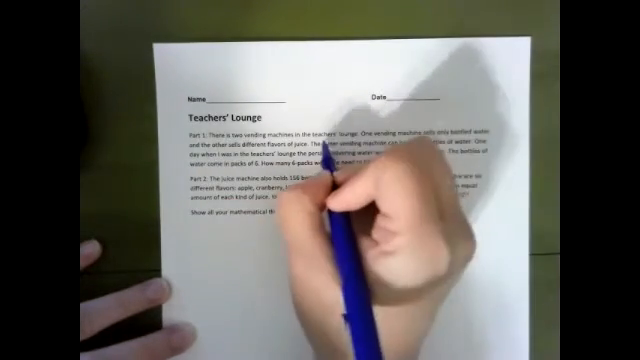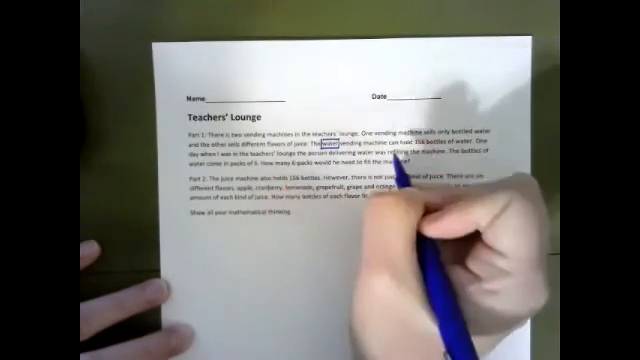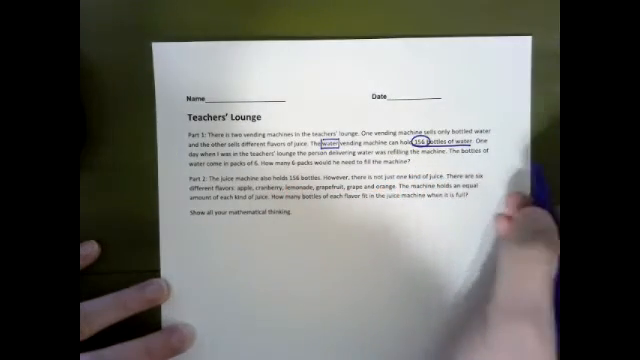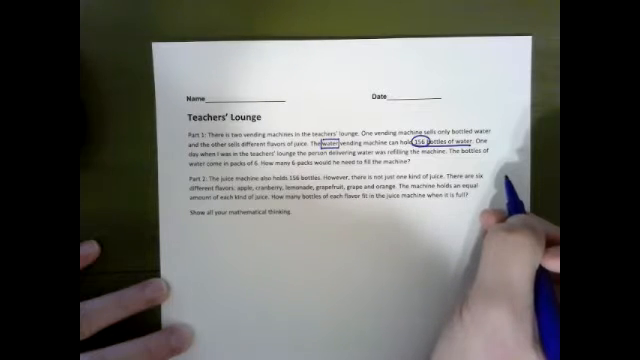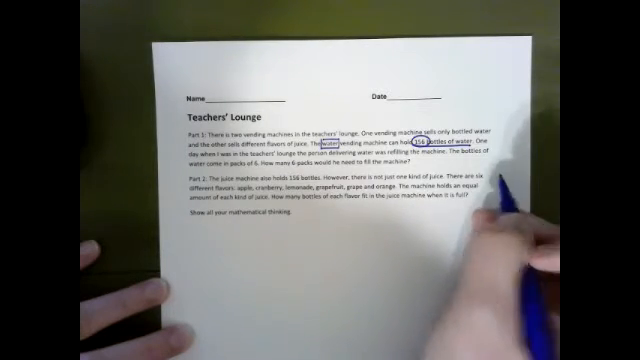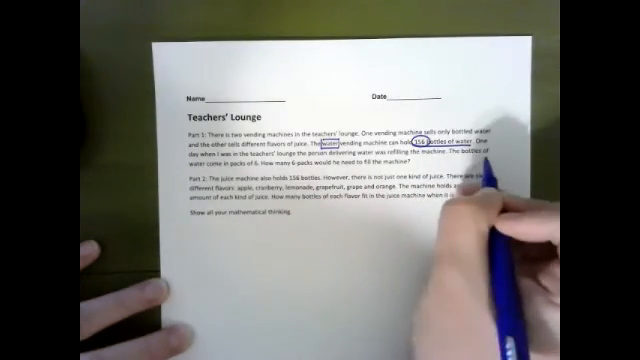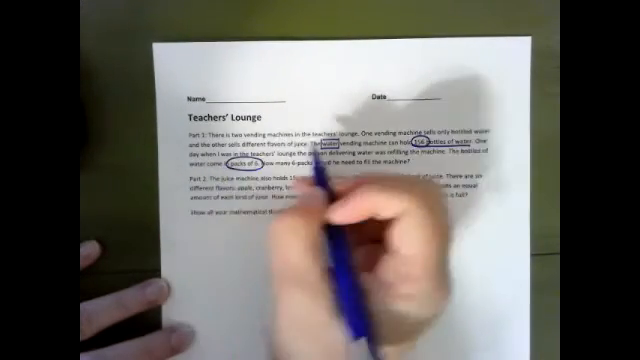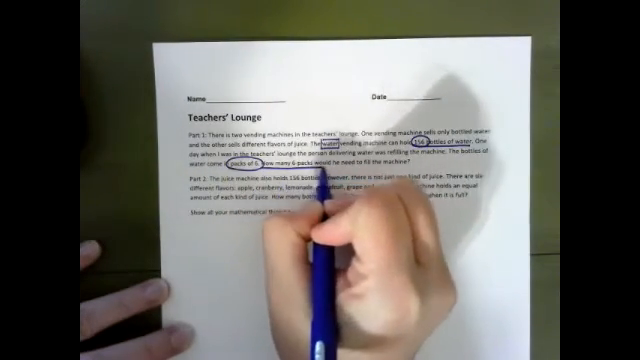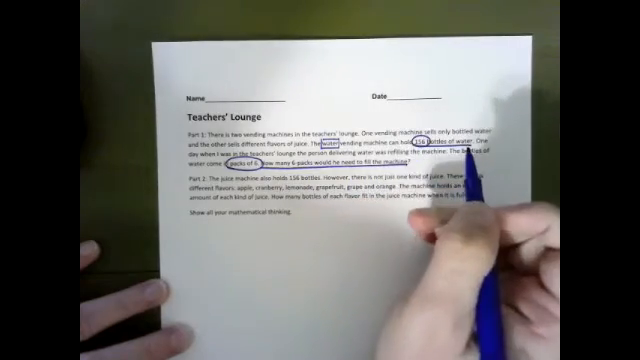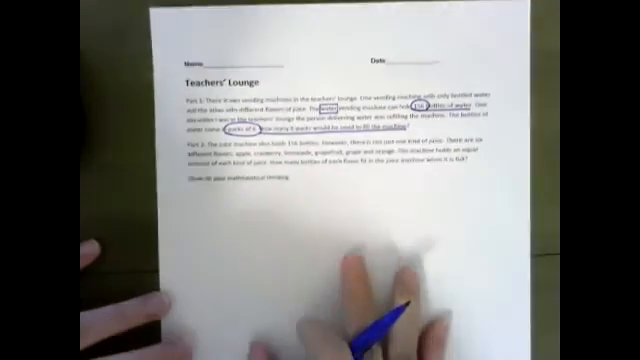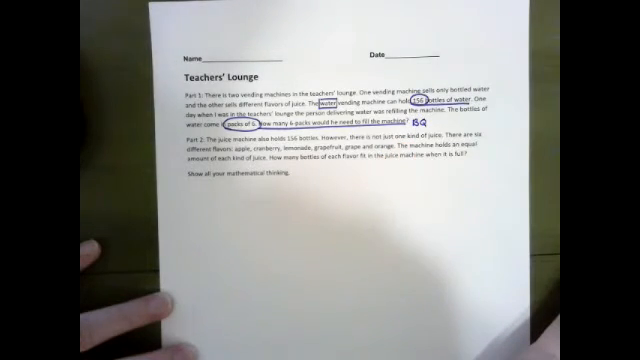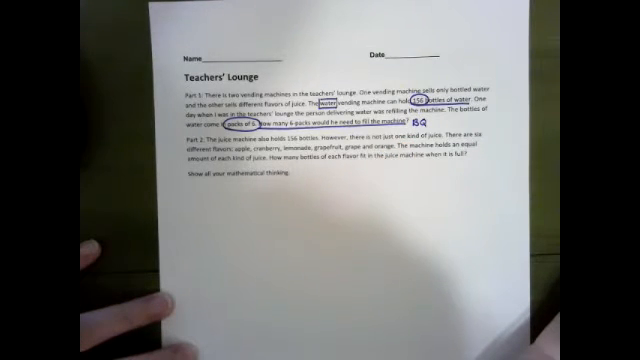Let's underline that. The water vending machine can hold 156 bottles of water. One day, when I was in the teacher's lounge, the person delivering the water was refilling the machine. The bottles of water come in packs of 6. How many 6-packs would he need to fill the machine? Let's look at part 1 separately. Here's our big question. How many 6-packs would he need to fill the machine?